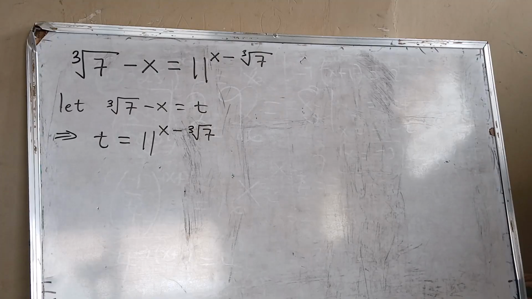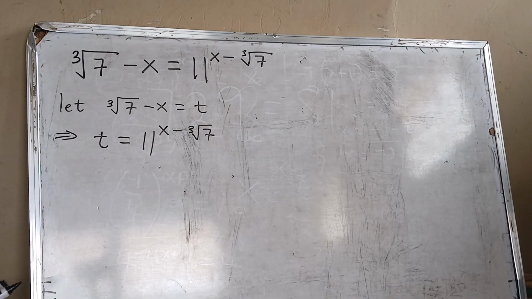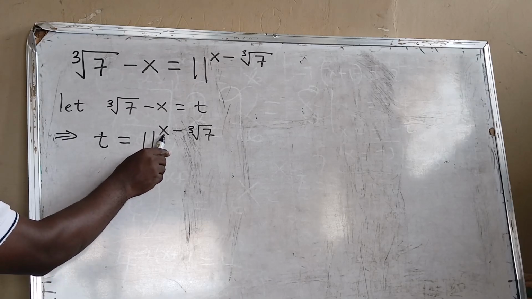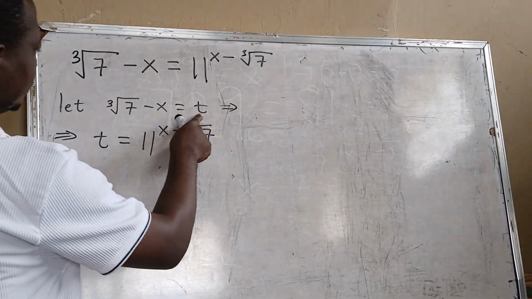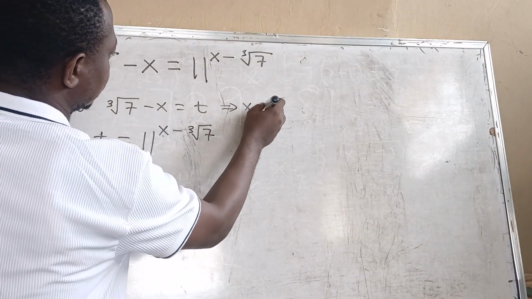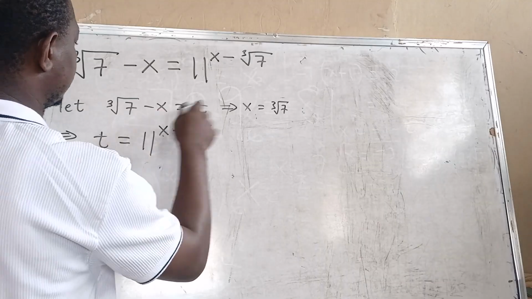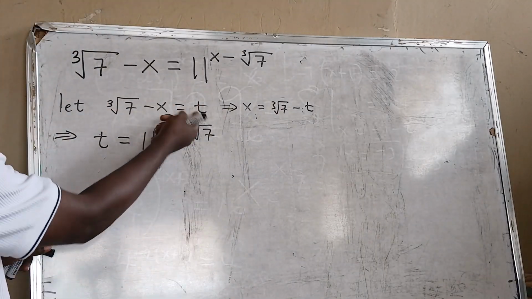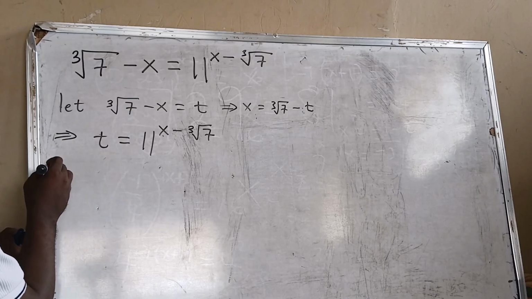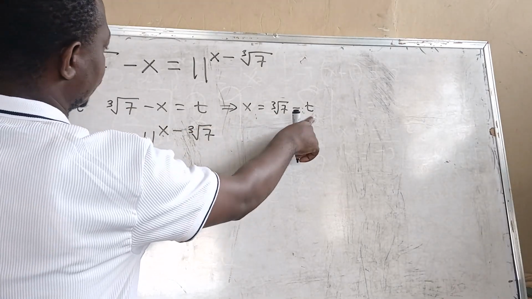Now, because one side is t and the other side is x, it will be difficult to continue from there. So what we are going to do is change this x here. From here we can say that x is the same as cube root of 7 minus t. So x has gone to this side, then the t is in. So it means t is the same as 11 raised to x, and we have x as cube root of 7 minus t.